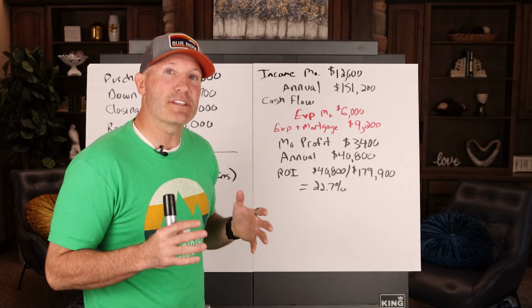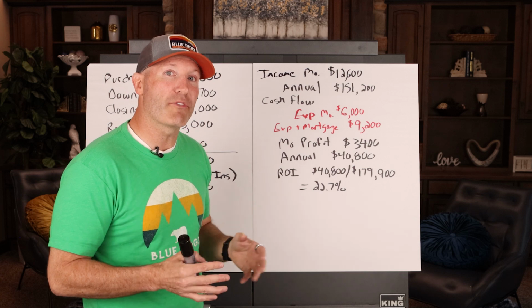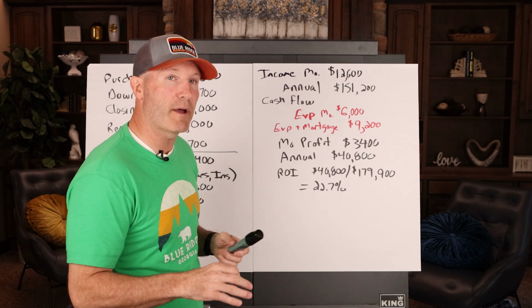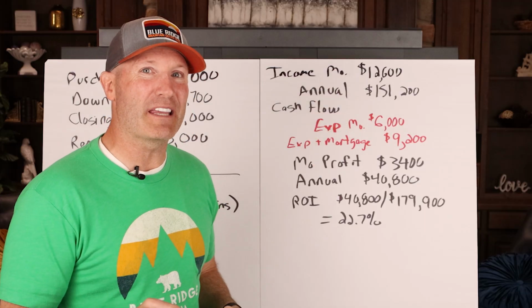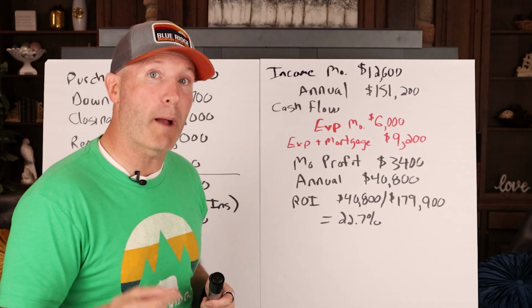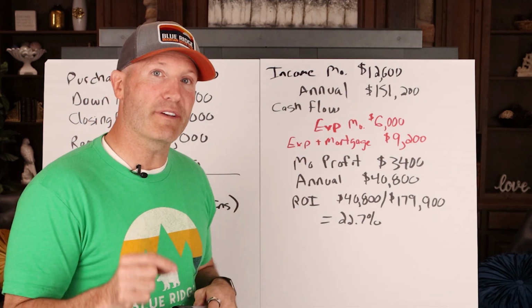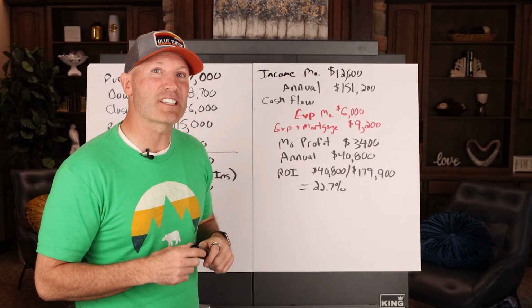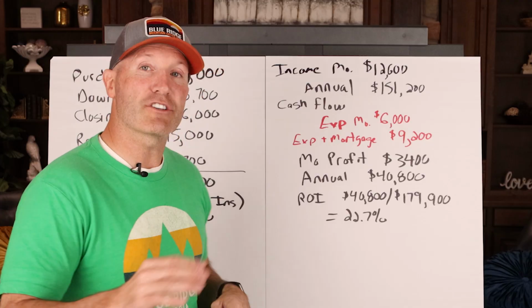So the income every single month from this property comes in at $12,600 roughly every single month. I simplified the numbers just to make the math easier. So on an annual basis, this property brings in $151,200. So let's run through the cash flow here really quick. Expenses every single month, I averaged them up just a little bit.